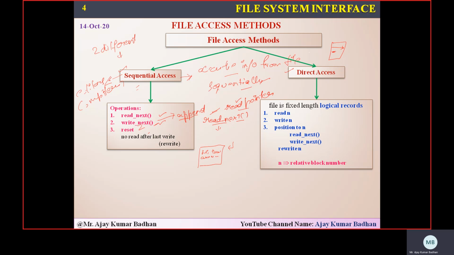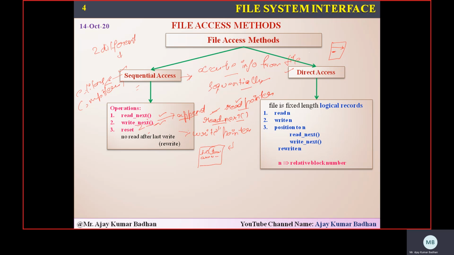So when the file is opened, write next will start writing from this particular location. It will not start from the beginning, because write next also has a write pointer, and that write pointer is also updated. We have already discussed the read pointer and write pointer in the previous session. These are the two operations using which we can perform access.